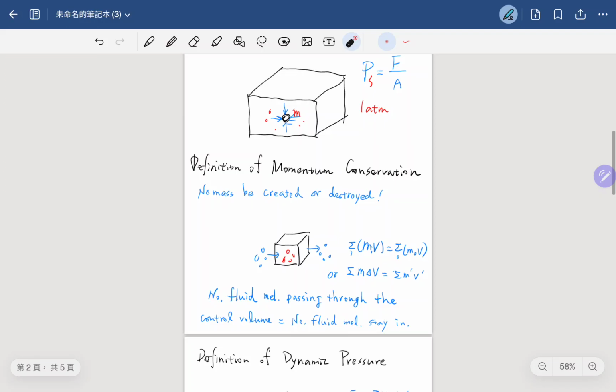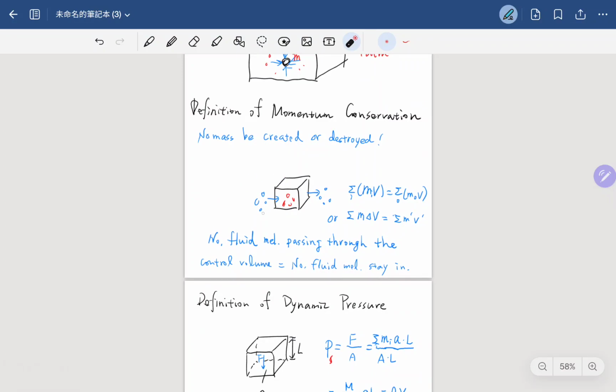Okay. And then let us review the mass conservation. The concept is that no mass can be created or destroyed. For example, if we consider this small box, some fluid molecules flow into this box and flow out, and some fluid molecules stay in. So the number of fluid molecules staying in equals the number flowing in minus the number flowing out. I show the equations over here if you want to see them.